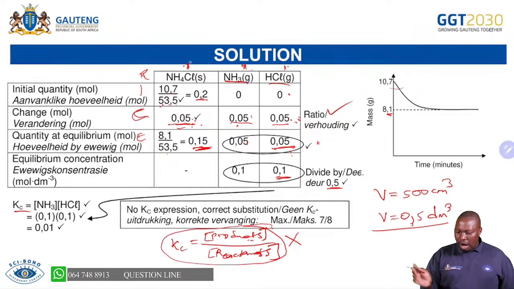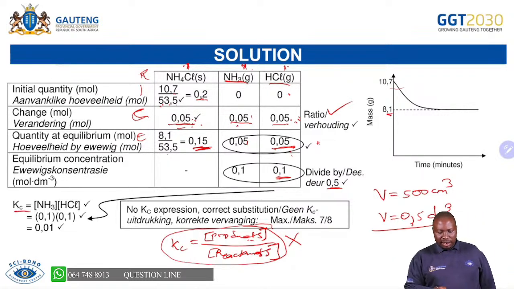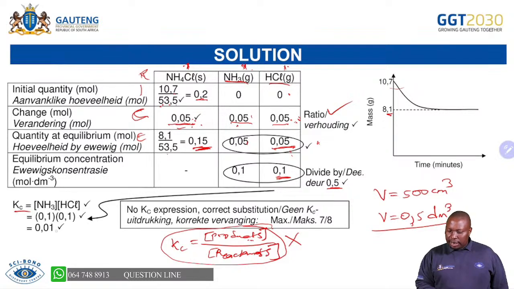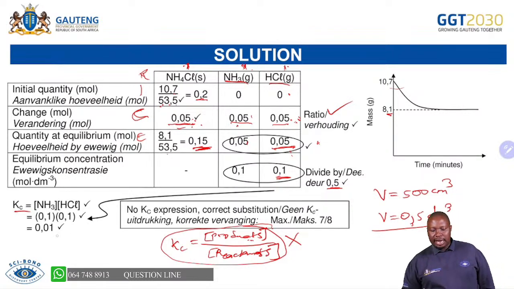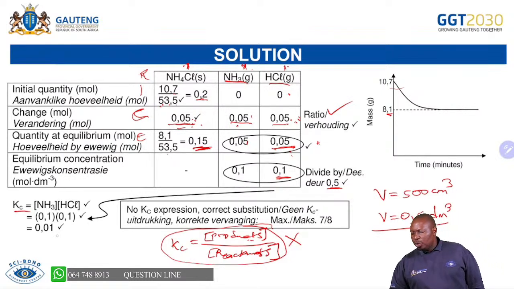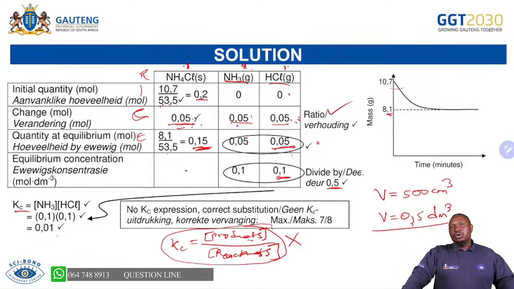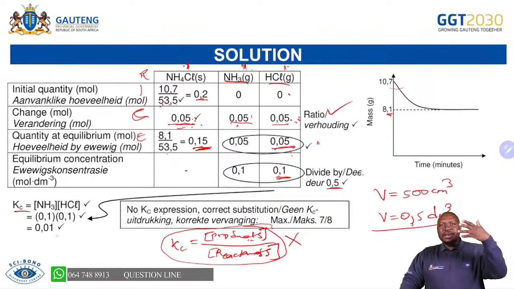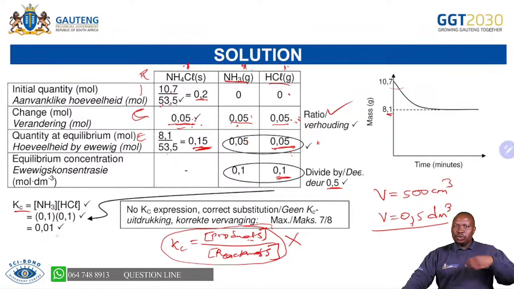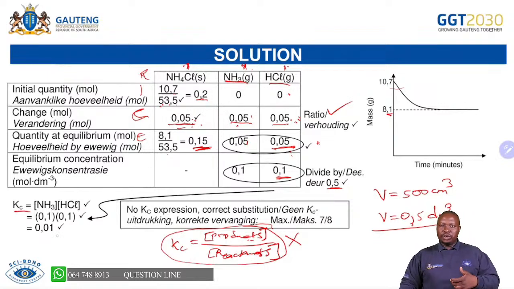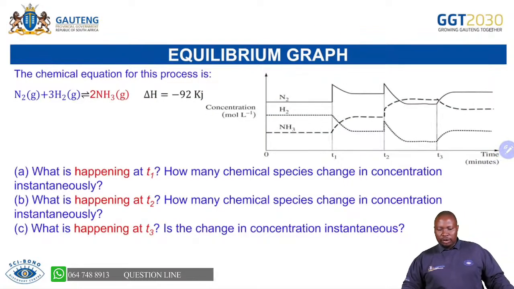Even if you divide by 1, there's no problem because the concentration of the solid is 1. It's fine. Dividing by 1 is the same as not doing anything. Then you substitute correctly, you get a mark, and you get all your marks there. I hope you practice different types of Kc questions, and you will be ready. You can be given concentration, you can be given a mass as we were given here, you can be given number of moles. Yours is to always be able to write and calculate your Kc.